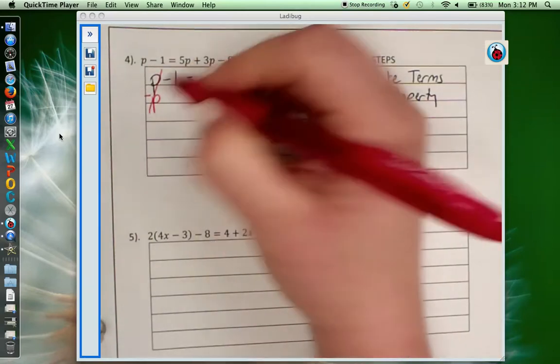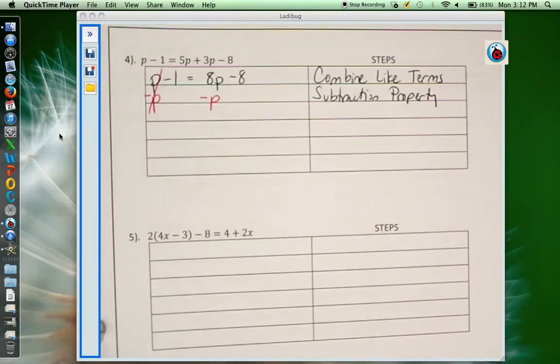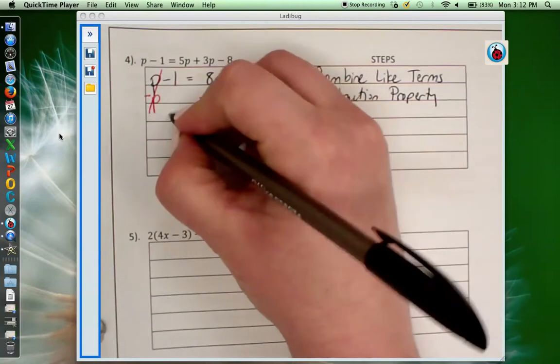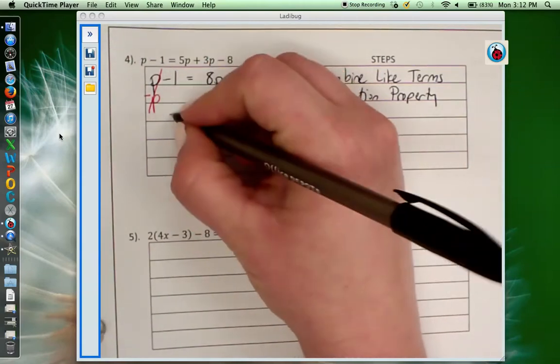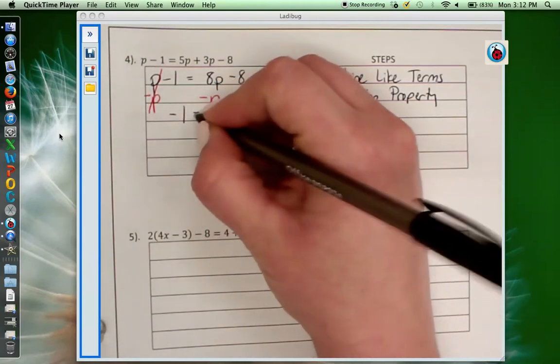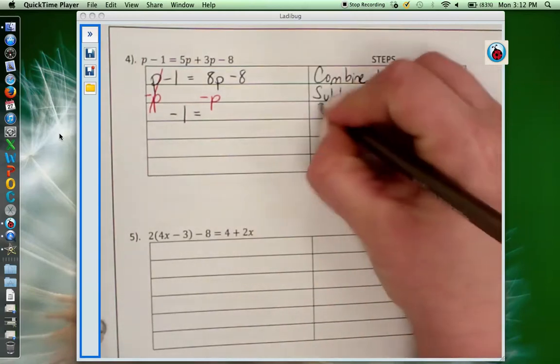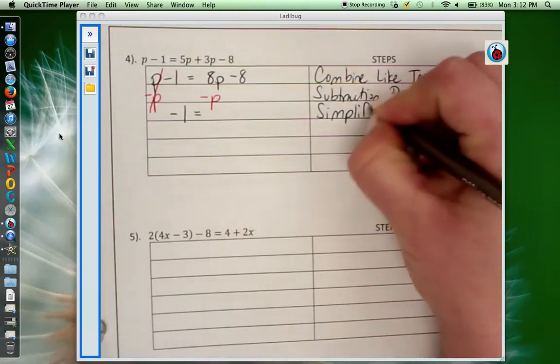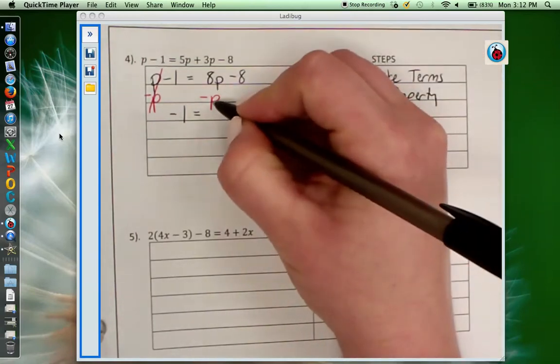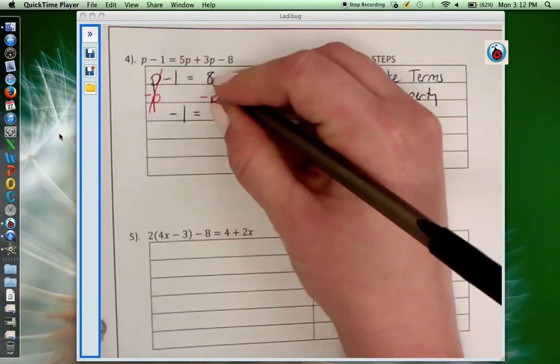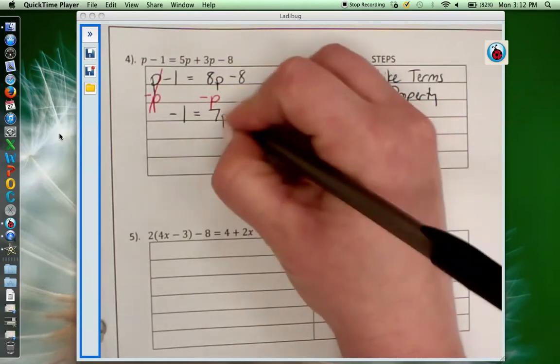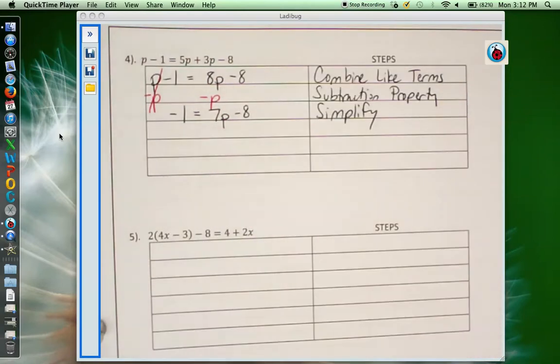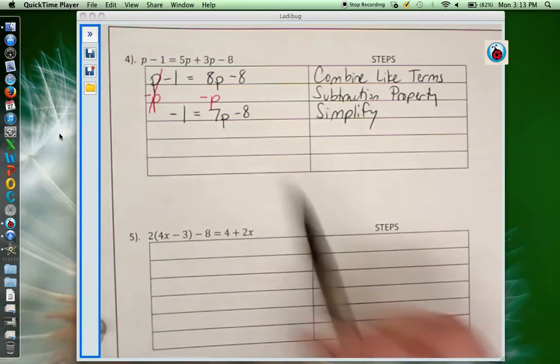P minus p cancels. On the left side, I have negative 1. That minus doesn't go away. It belongs to the 1. So negative 1 equals, I need to simplify 8p minus p. That's 8 minus 1, which is 7p. I still have minus 8. All right, so now p is all in one spot.